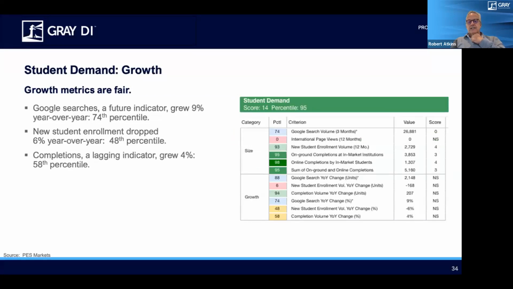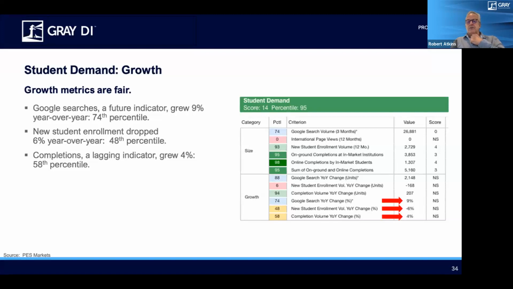Now, of course, the size of a program is not the only thing you want to know. You need to know whether it's growing or not. In this case, Google search volume is up 9%. That's a 74th percentile growth rate. So that's very good, not great. But 9%, I think, for most of us would be a number to write home about these days. Tough to find growth. Student enrollment volume, on the other hand, is down, and completion volume is up a shade, 4%.